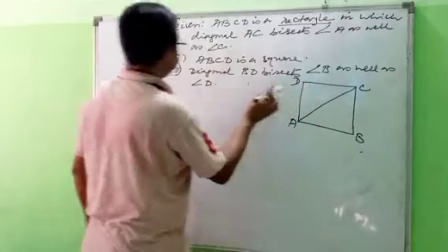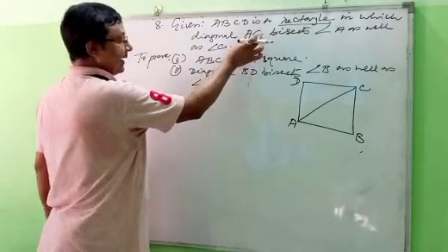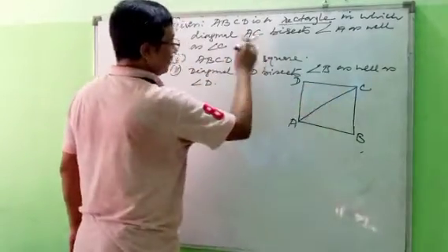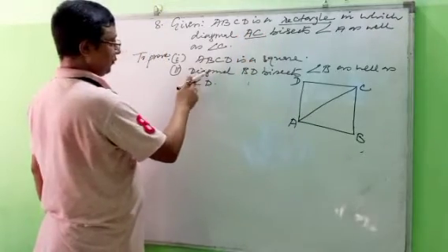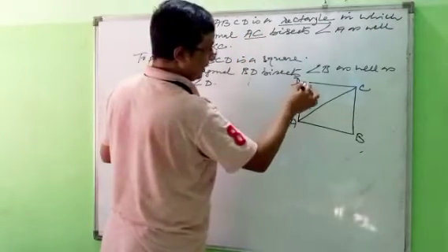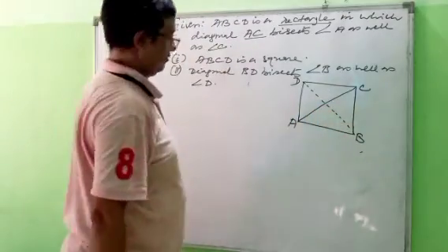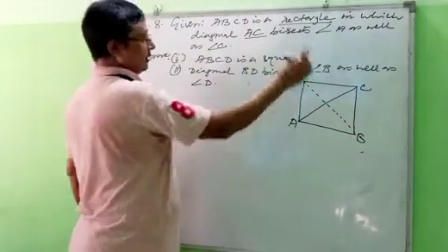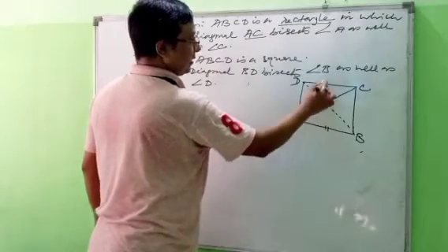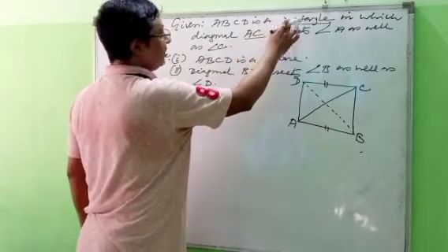And because they have given the diagonal AC, you have just joined it. You have to prove the diagonal BD, so this diagonal BD we will just make it dotted. This is the true construction. Now here the opposite sides are equal because the figure is a rectangle.